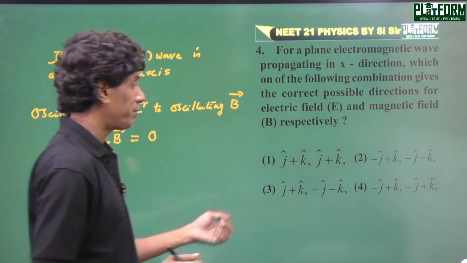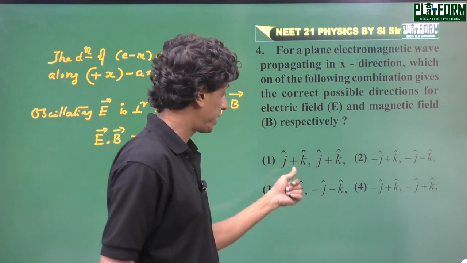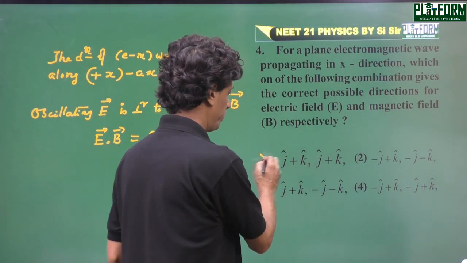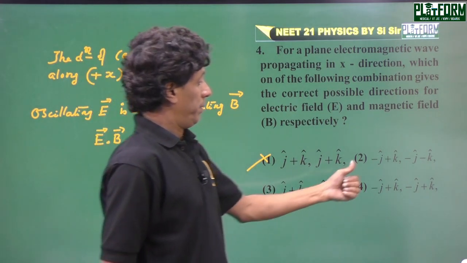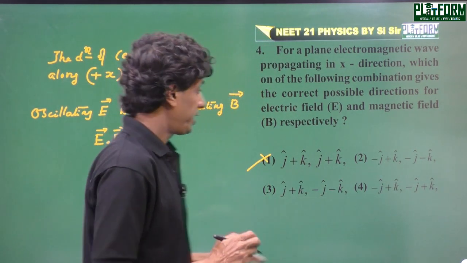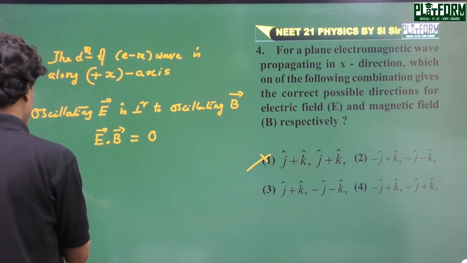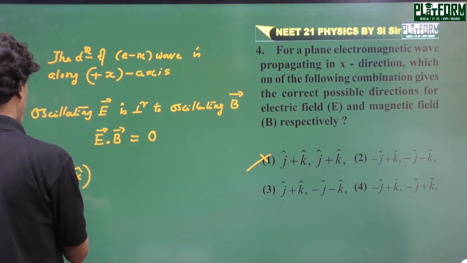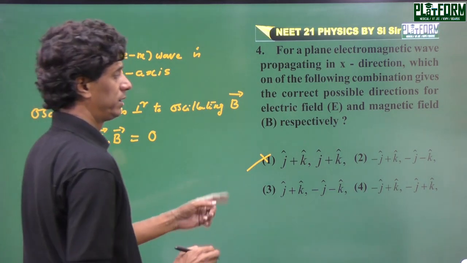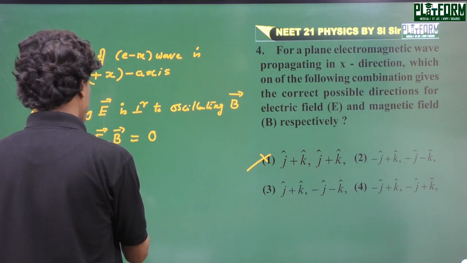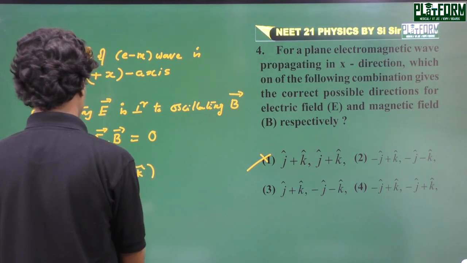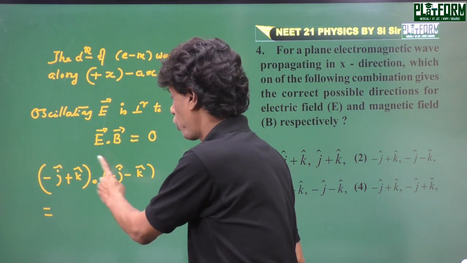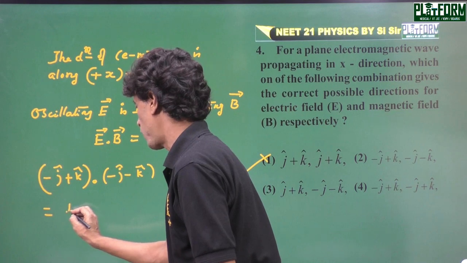Here, by trial and error, j dot j is 1, k dot k is 1, so 1 plus 1 means 2, so this is not zero. Minus j, if we take the dot product of minus j plus k with minus j, minus j dot minus j is actually 1.